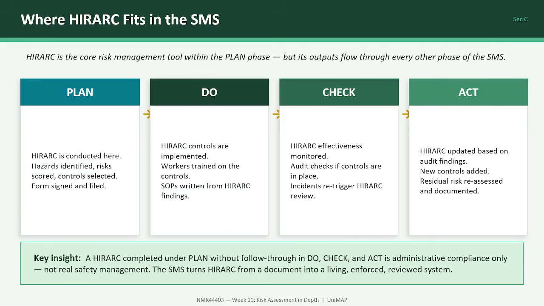The key insight at the bottom of this slide is worth reading carefully. A HIRARC completed under plan without follow-through in do, check, and ACT is administrative compliance only, not real safety management. Many organizations complete HIRARC because DOSH requires it, file the forms, and move on. That achieves legal minimum compliance, but does not make the workplace safer. Real safety management is the SMS functioning as a complete cycle with HIRARC at its center.